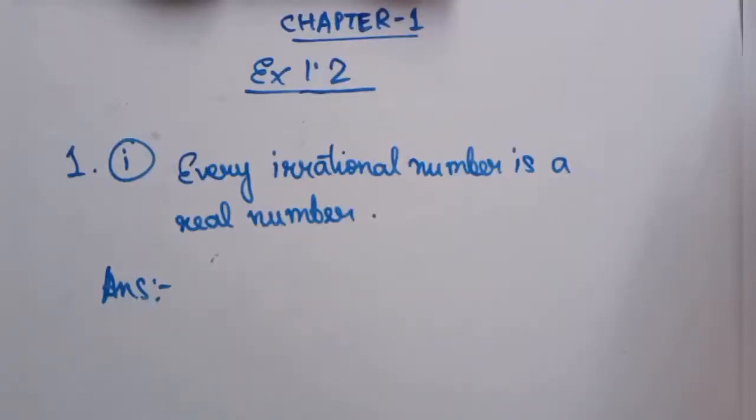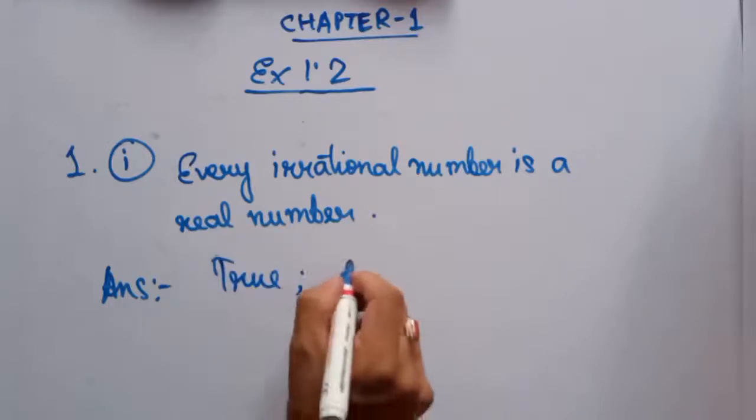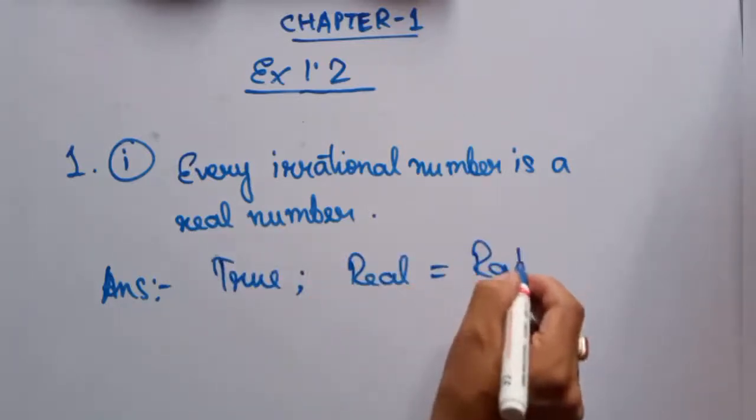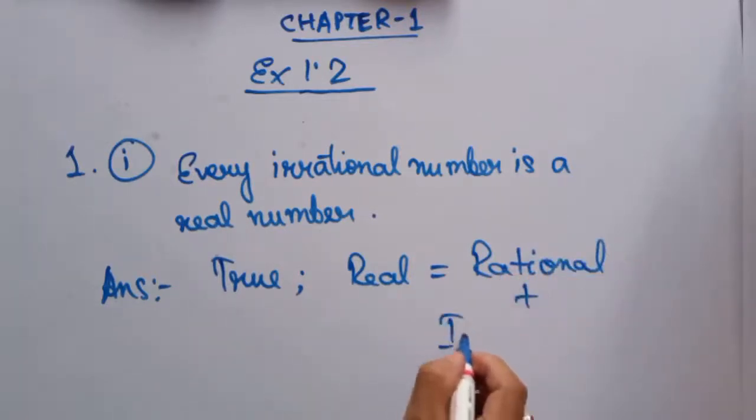Exercise 1.2, question number 1. State whether the following statements are true or false. Justify your answer. Roman number 1. Every irrational number is a real number. This statement is true because real numbers are made up of rational numbers and irrational numbers.